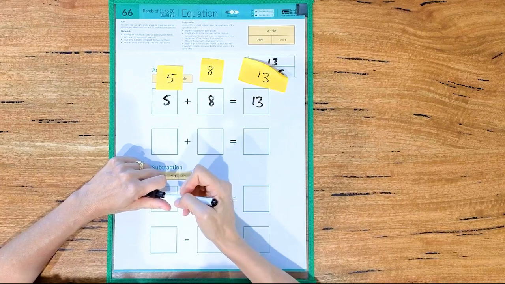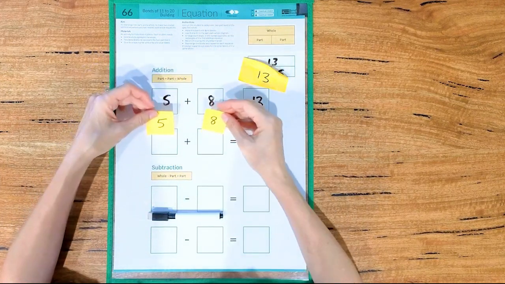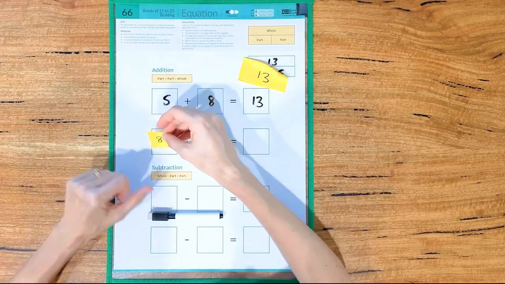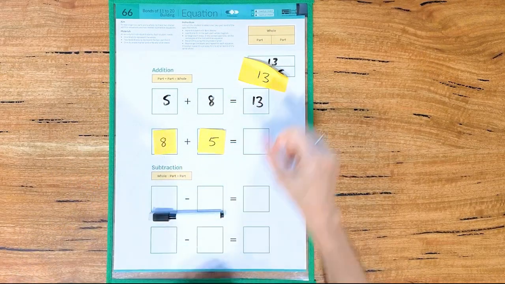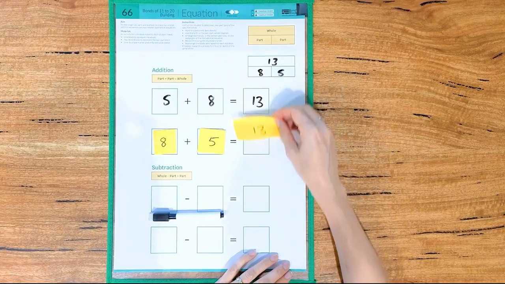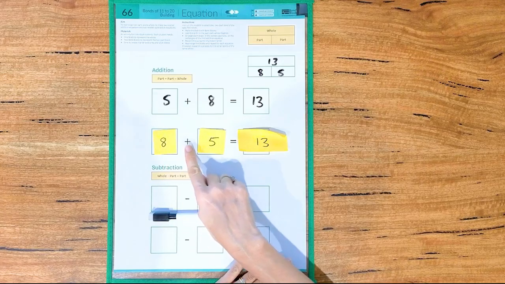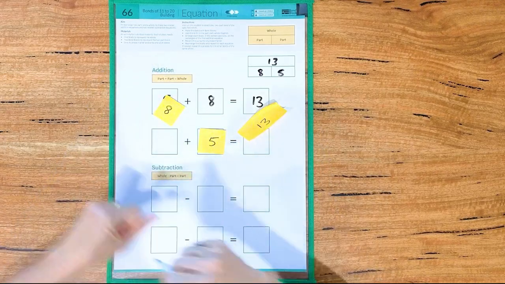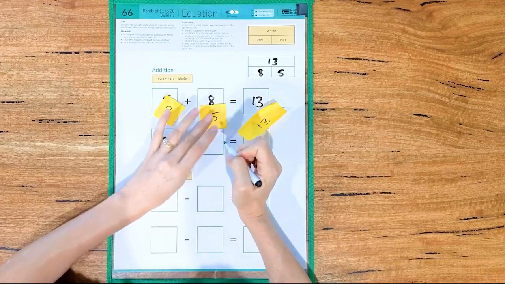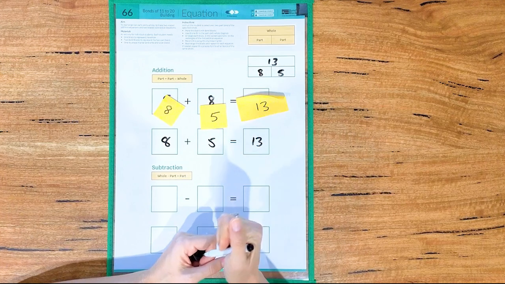When I write my next addition equation, the parts can swap with each other, but they need to be in the parts position. My whole needs to stay in the whole position. So I still have part add part equals whole. 8 add 5 equals 13.